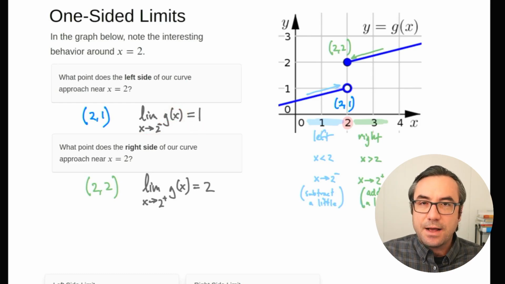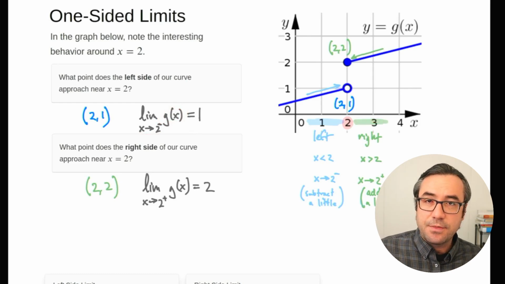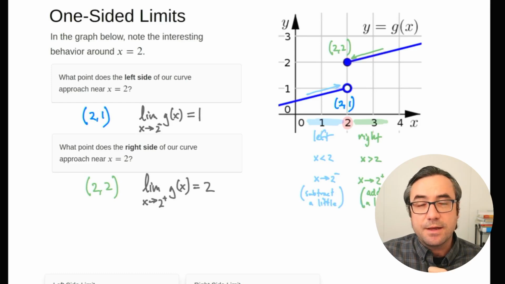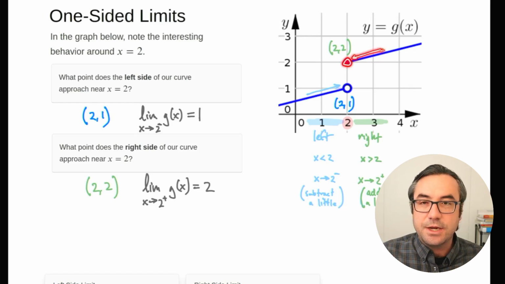And then on the right side, again, we're looking at values that are all now slightly bigger. And again, we follow the breadcrumbs and see where it looks like the curve is taking us as we use x values that are getting closer and closer to 2. We follow along the curve, and it looks like we're headed to that point right there. And again, it doesn't actually matter whether that point is included or not. The result would be the same. It looks like we're getting closer to this location, and the y-coordinate is 2.